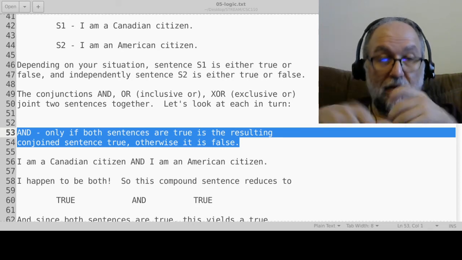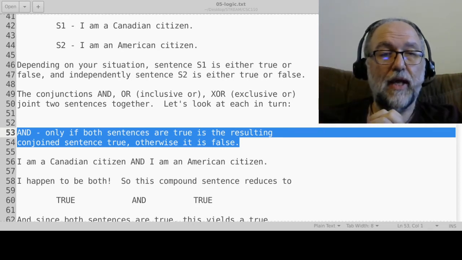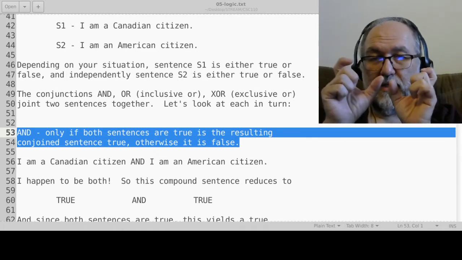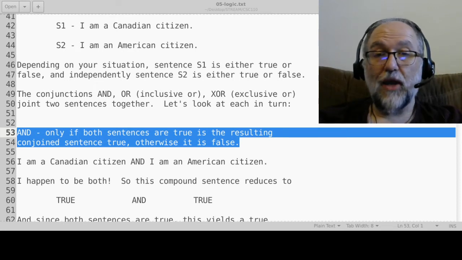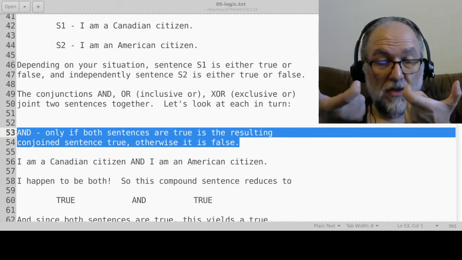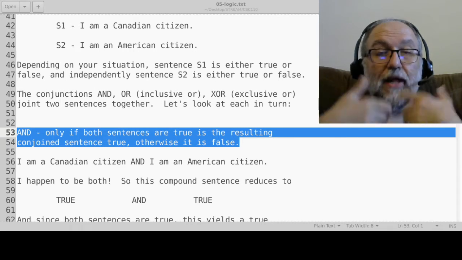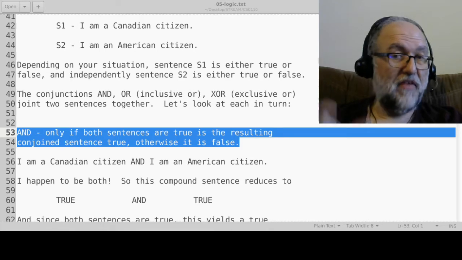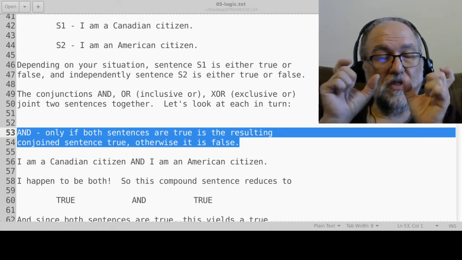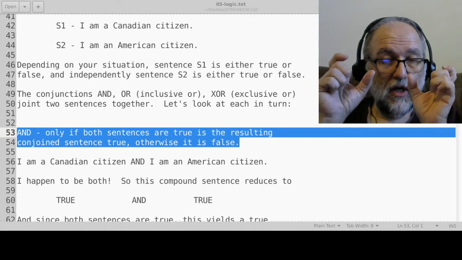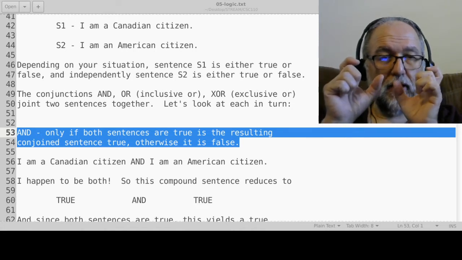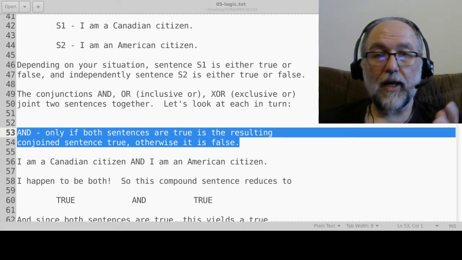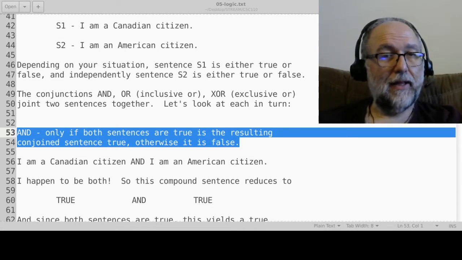And it gives a resulting sentence, and that resulting sentence is either true or false. So the original sentences are either true or false, and then the joined sentence is either true or false. And the way and works is only if both of the individual sentences are true, when they're joined together, do you get true as a result. Otherwise, the sentence that you get is false. If either of the two individual statements are false, or if they're both false, then when you join them together with and, the resulting sentence is false. That's a little bit abstract, so I need to make that clear for you.